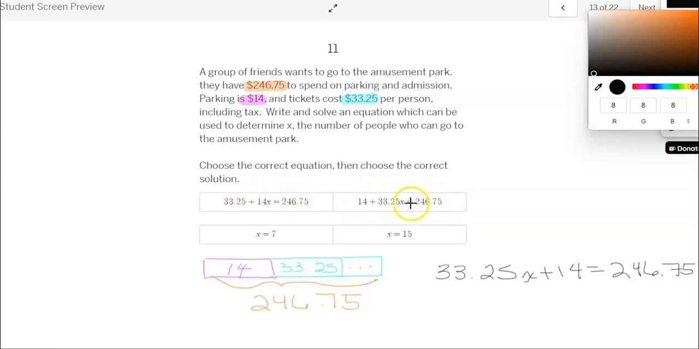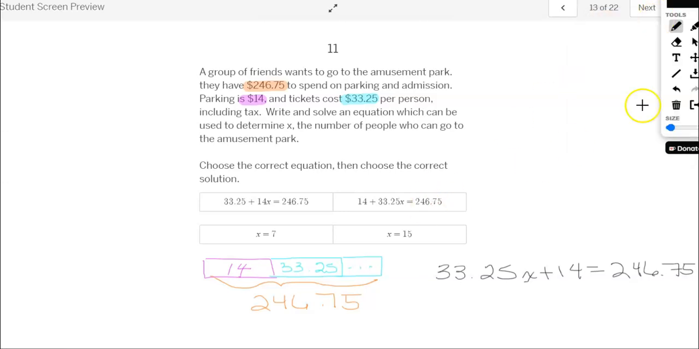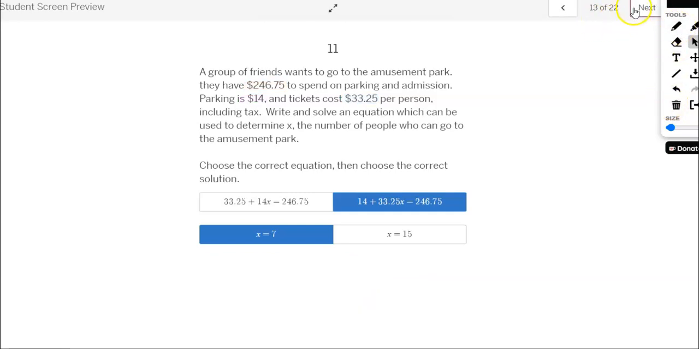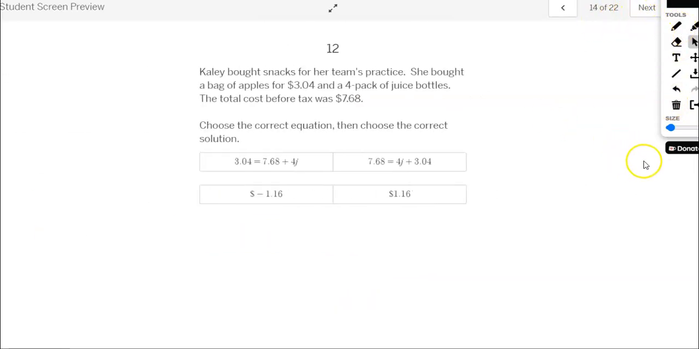This one has the 14 times x. We need to look for the 33.25 times x. So that one is going to be the correct equation, this one right here. And then if we solve this, we subtract 14 from both sides and then divide by 33.25, you would find that you get x equals 7. So 7 people could go. So this one is very similar to number 12, and you're going to solve that one by yourself. So you'll pick the correct equation here, and you'll pick the amount for each of these juice bottles on the bottom row there.